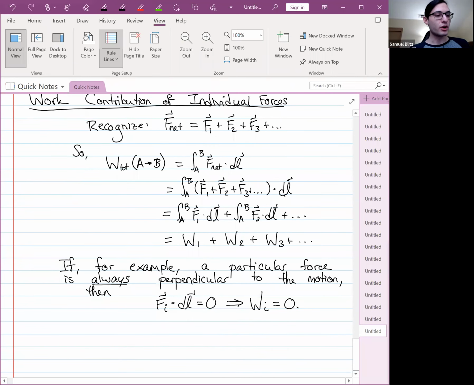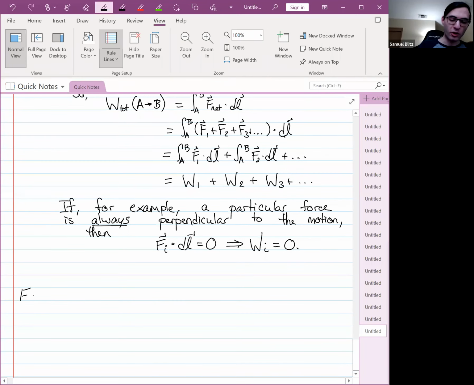So there's a relatively easy way to see why this is helpful. Let's look at a complicated system: a block sliding in a frictionless loop-de-loop.